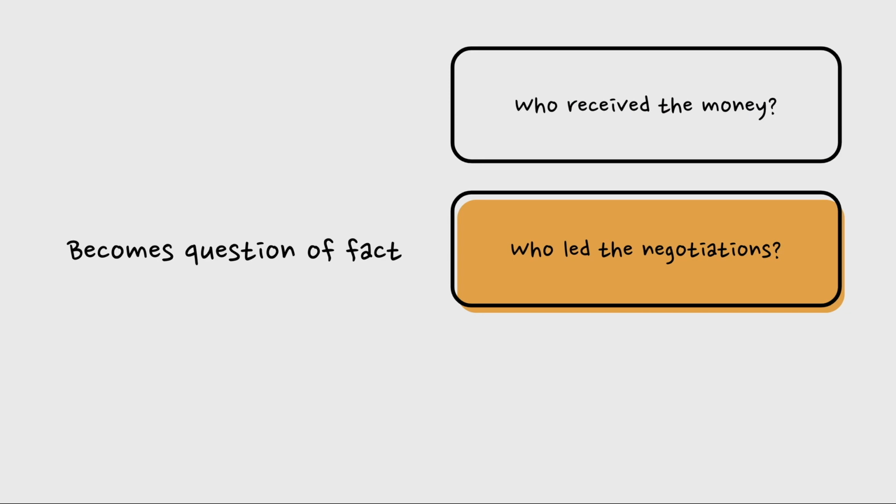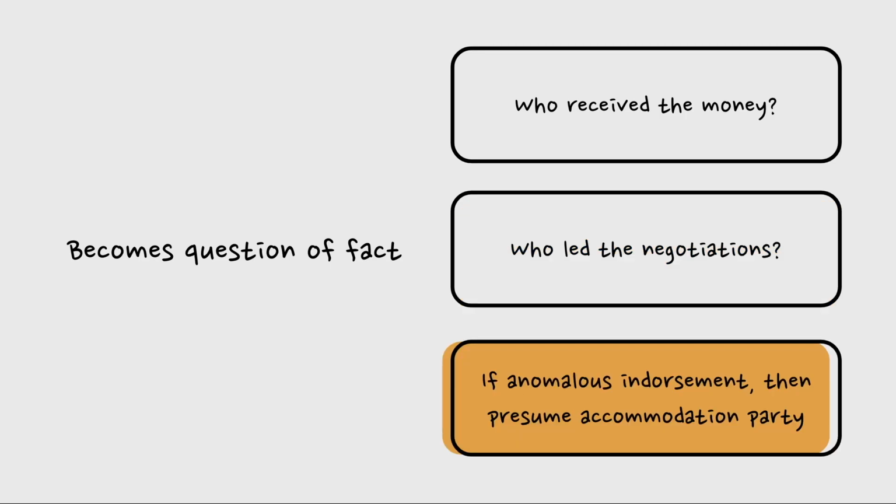And when factually looking at all the circumstances, who is it that led these negotiations? If Bob was just kind of involved on the fringes here, then that indicates that this is more about Barb getting the money than it is about Bob, that he's just kind of playing this role of a guarantor or accommodation party.